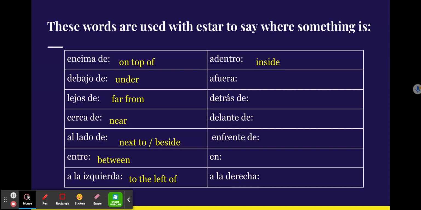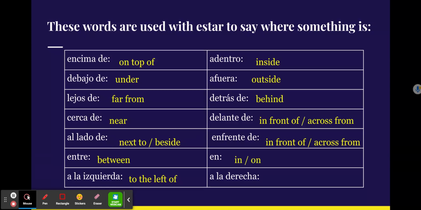Adentro means inside. Afuera means outside. Detrás de means behind. Delante de means in front of or across from. Enfrente de means in front of or across from. En means in or on. And a la derecha means to the right of.